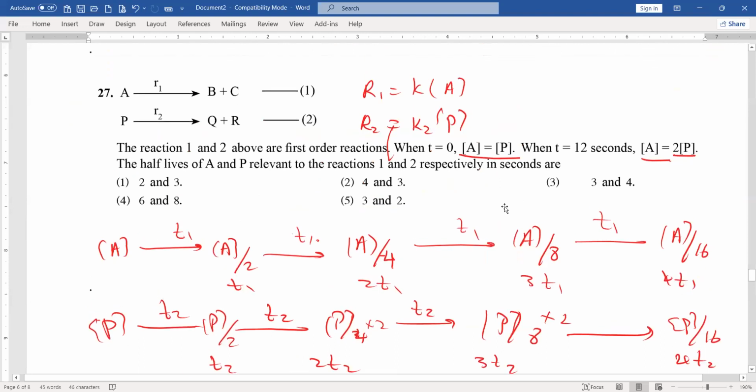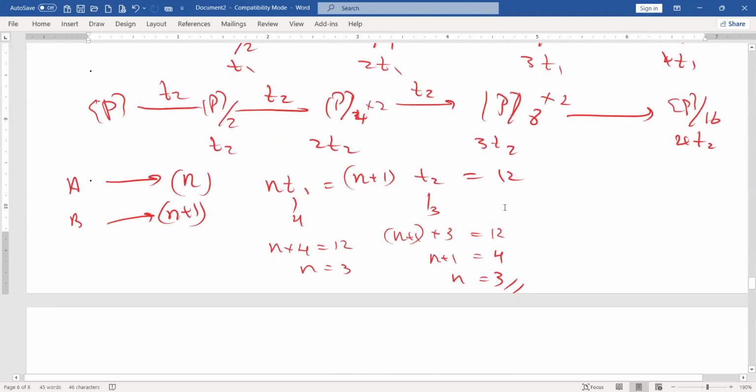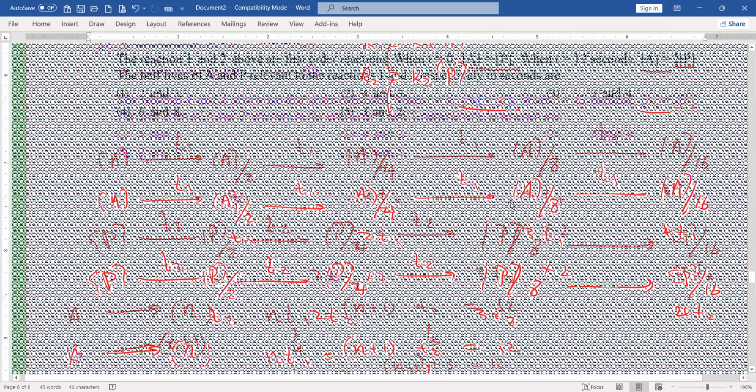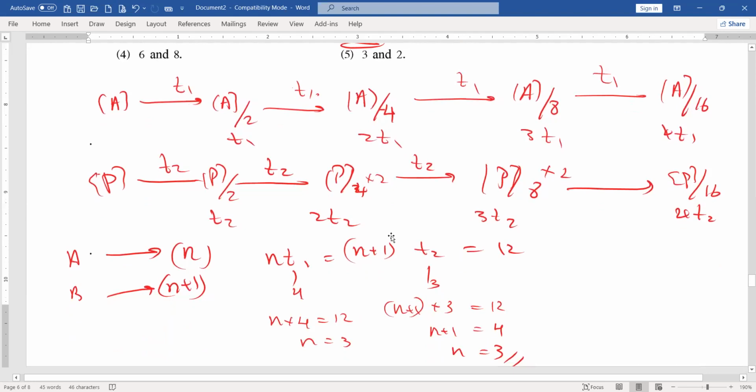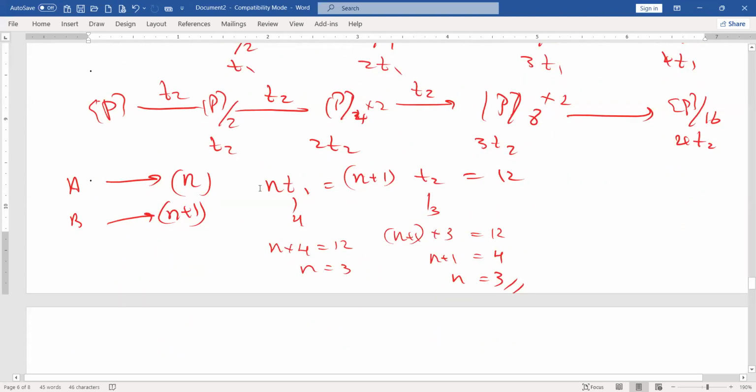The correct answer is the second one. Why? When this goes n half-lives, this must go n plus 1 number of half-lives. Then only you get the correct answer.